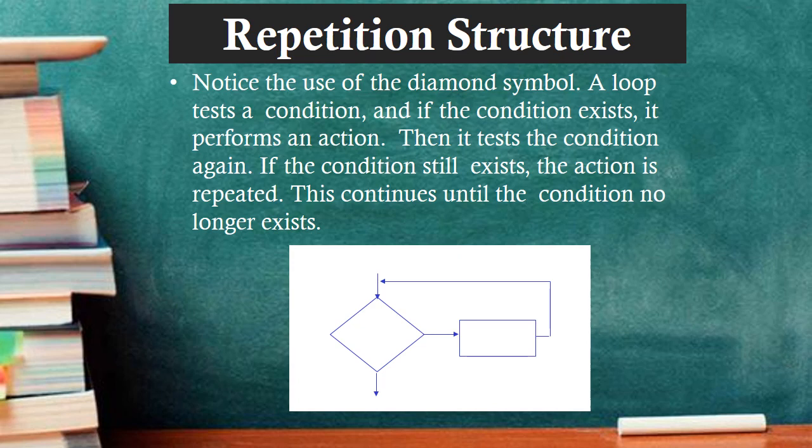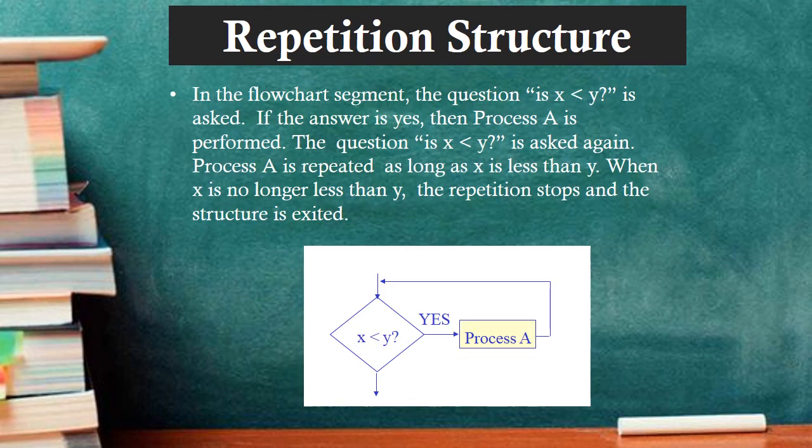So here you can see the loop is a sequence of instructions that repeats a specific number of times until a particular condition is met. So the loop will execute until the condition remains true. Here you can see if the condition is true, x is less than y, process A will be executed until the specific condition remains true. And if the condition is false, it will terminate.